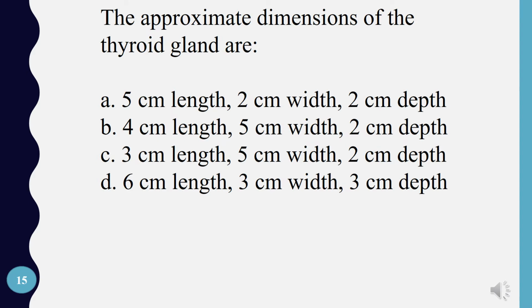The approximate dimensions of the thyroid gland are A. 5 cm length, 2 cm width, 2 cm depth. B. 4 cm length, 5 cm width, 2 cm depth. C. 3 cm length, 5 cm width, 2 cm depth. D. 6 cm length, 3 cm width, 3 cm depth. The answer is A. 5 cm length, 2 cm width, 2 cm depth.